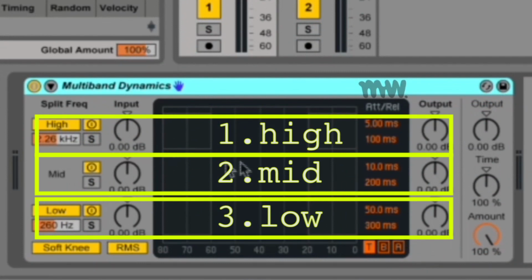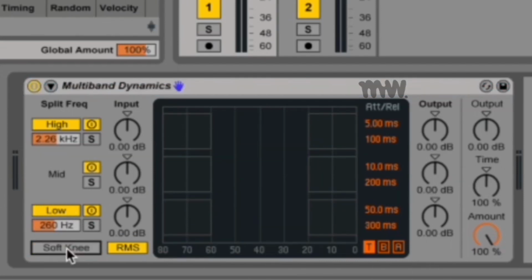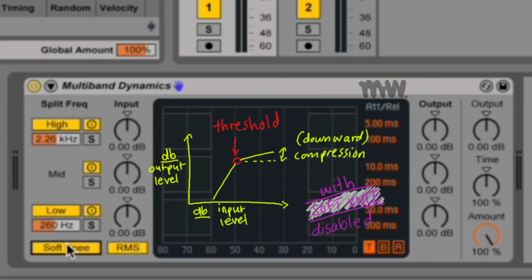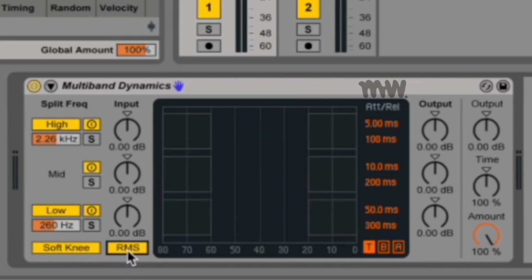So like I alluded to earlier, you've got your 3 frequency bands that are visually depicted in this row, this row, and this row. You've also got your soft knee, so you can decide whether or not you want a knee, which means compression or expansion happens gradually as opposed to specifically at a point. You can decide between peak and RMS. Then you've got your graphical display over here, which I'm going to explain to you guys soon. It might seem a bit weird at first, but once you get the hang of it, it's really easy to use and really intuitive, so bear with me.